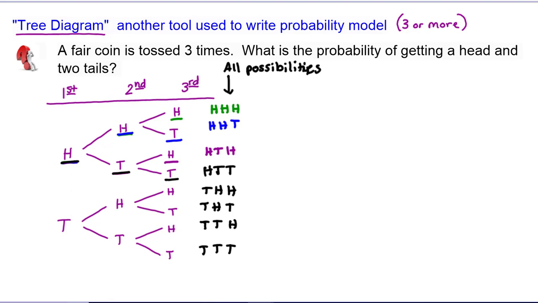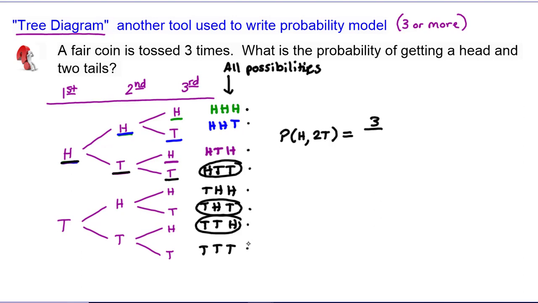Okay. So the question is, what is the probability of getting a heads and 2 tails? It doesn't have to be in any order. I just want a heads and 2 tails. So I see right here that I have a heads and 2 tails there. I have a heads and 2 tails here. And I have a heads and 2 tails here. So the probability is what I want, which is 3 of them out of 1, 2, 3, 4, 5, 6, 7, 8. And the answer is 3/8. Okay. All right, let's see what else we have.